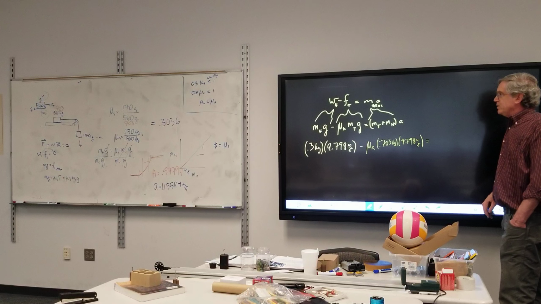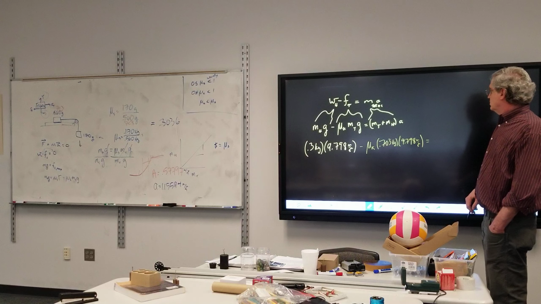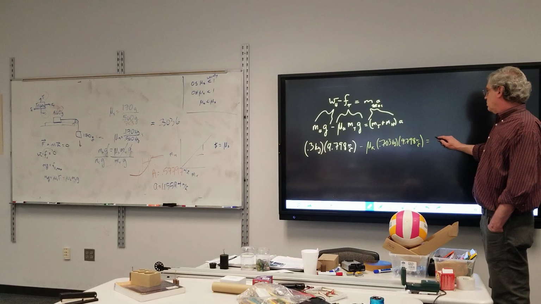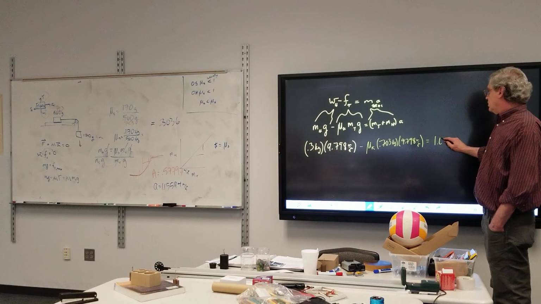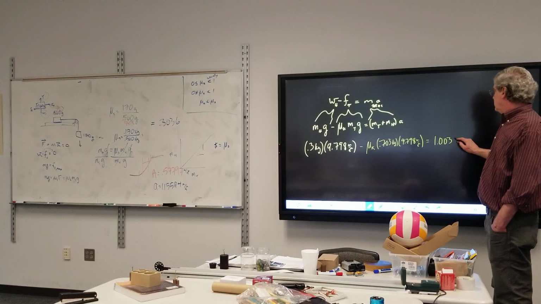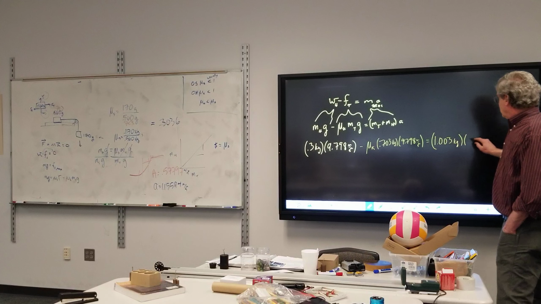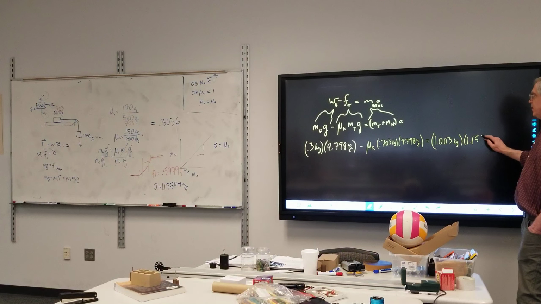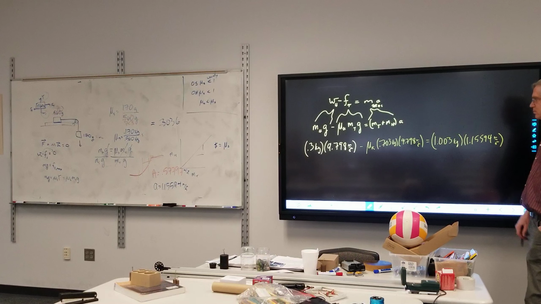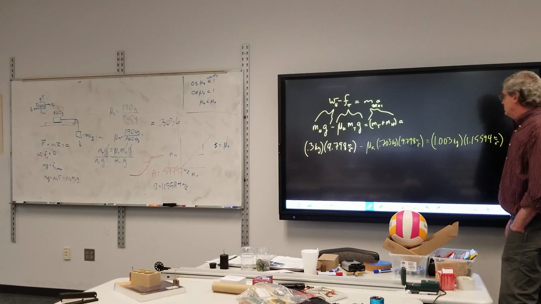equals my total mass, which is 1.003 kilograms, times my acceleration, 1.15594 meters per second squared. I'm going to be shocked if this actually comes out less than mu mass, but who knows?